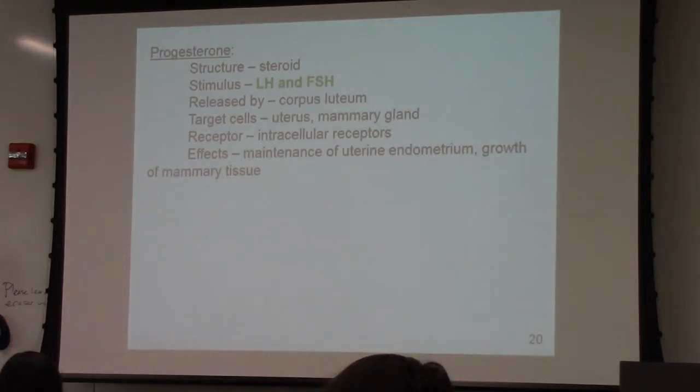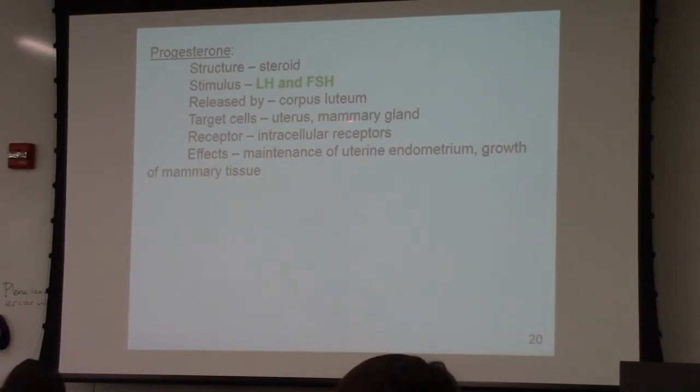So the other hormone to talk about is progesterone. It is also a steroid. It is released by the corpus luteum. Its trigger is also LH and FSH, but now you need the corpus luteum to release the large amounts of progesterone. Its target cells: during the luteal phase, the progesterone is maintaining the uterine endometrium.